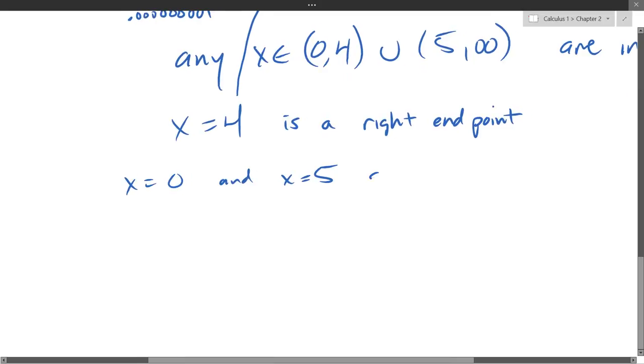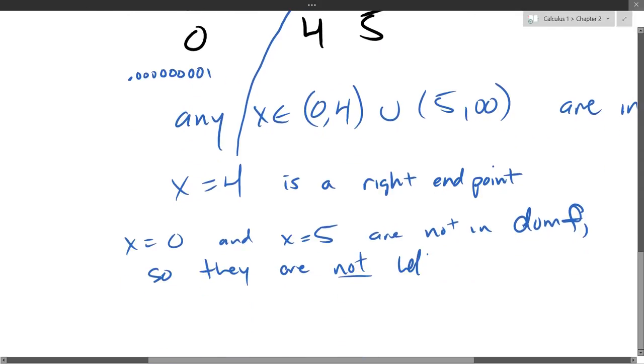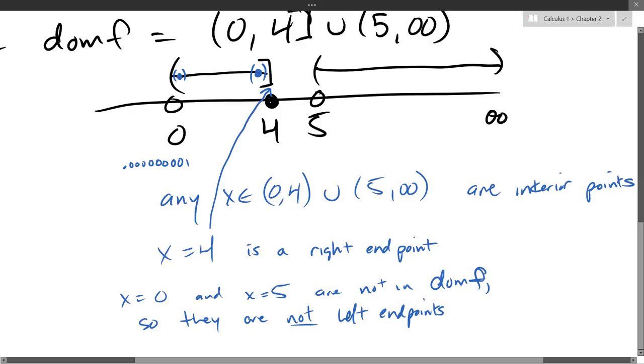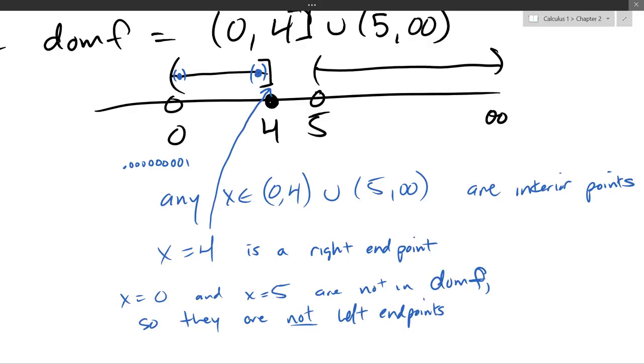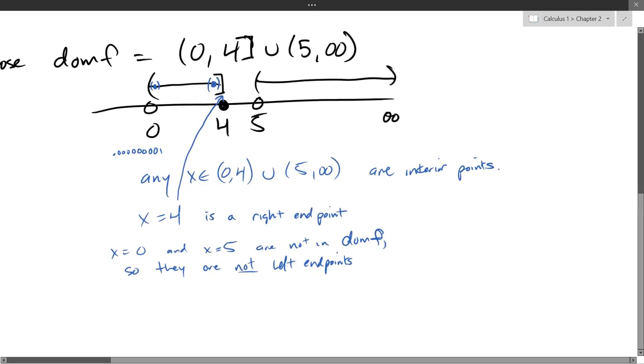So x equals 0, x equals 5 are not in the domain of f. So they would be left endpoints, but they're not in the domain, so they're not left endpoints. Infinity is not a number, so infinity is not a right endpoint. You can always add 1 to infinity and you get infinity. Right. So there's no biggest value right there. Until you go to graduate school and learn about completing the real numbers. But we won't be doing that. The compactification of the real number line, fun stuff, but we won't be doing that here.